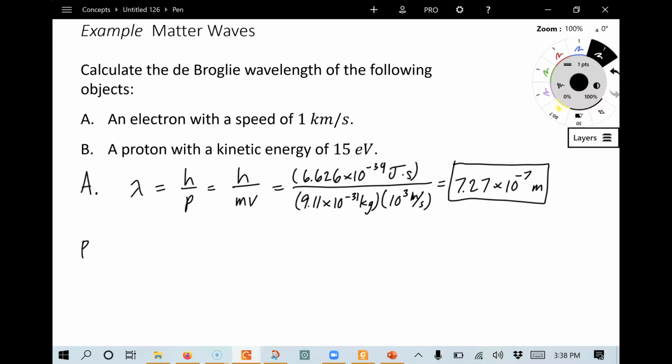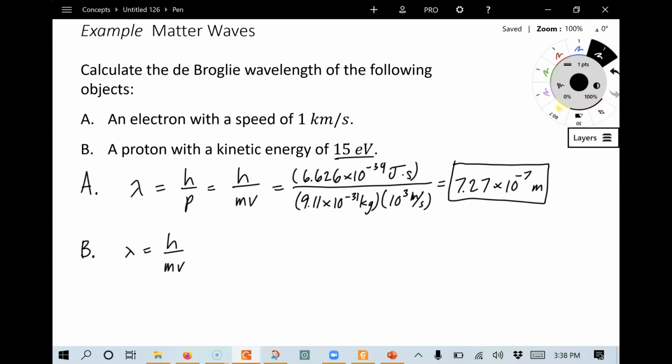Now in part B, we're going to do the same thing for a proton. However, we weren't told the speed, we were told the kinetic energy of the proton. Well, we can still use the same formula, lambda equals h over mv. And since we know what the energy is, it says 15 eV. If it just says a particle is a 15 eV particle, that means it's kinetic energy. We can use the classical equation for kinetic energy to solve for the speed.